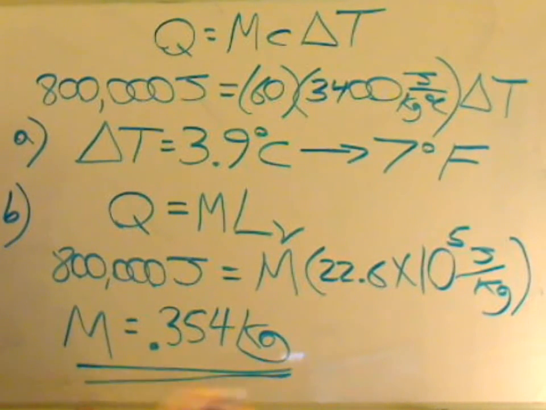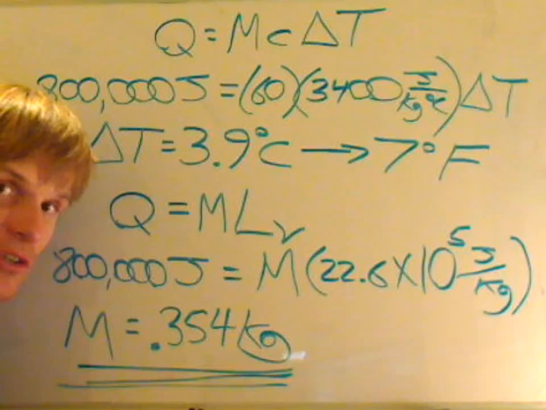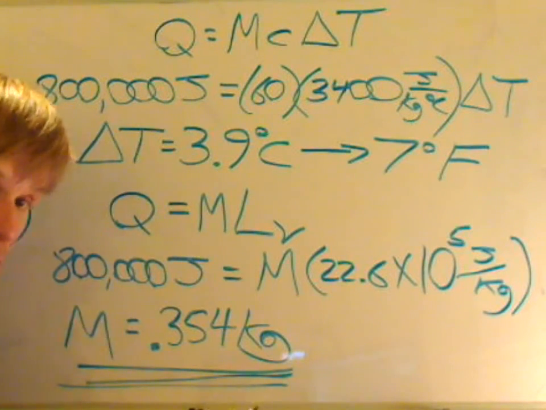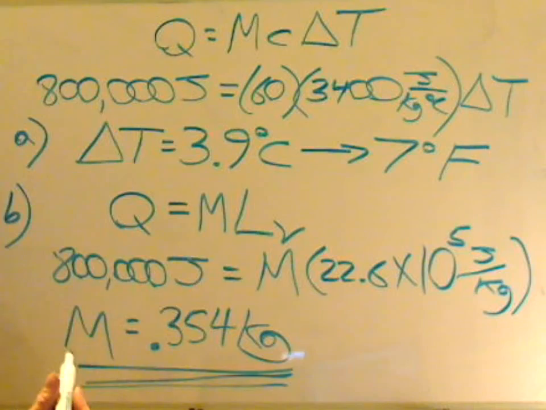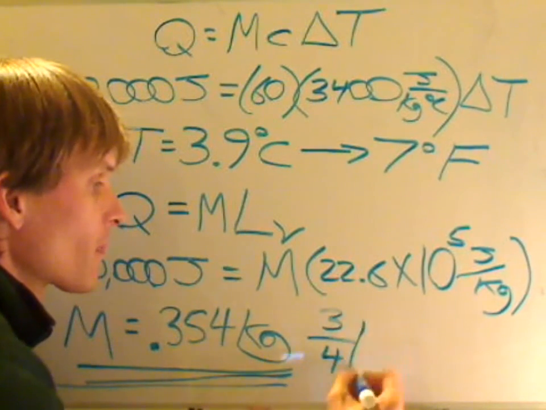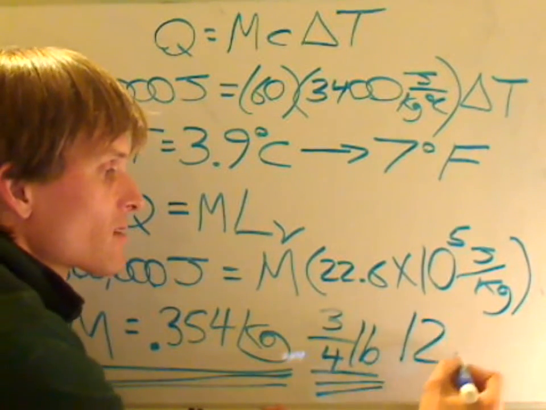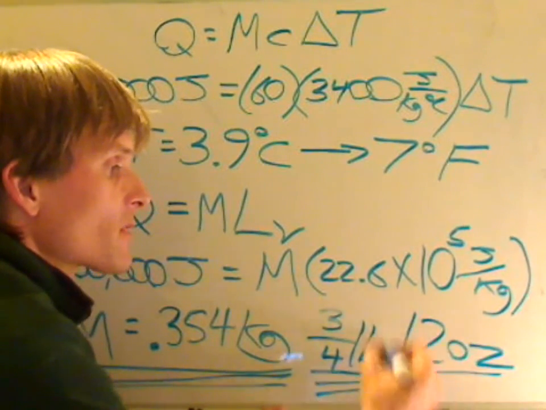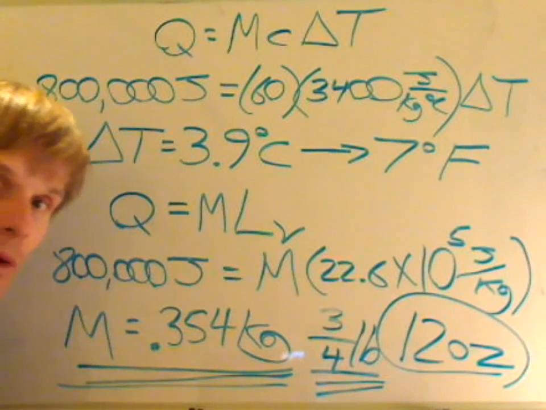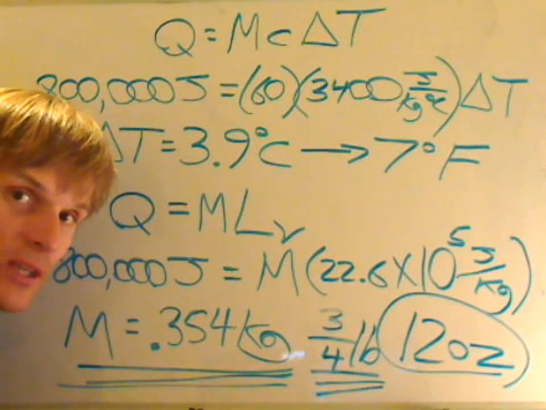Okay, so there's our answer. That's how much water or sweat needs to evaporate from this person's skin so that their temperature doesn't go up. Now how much is 0.354 kilograms? That's about 3/4 of a pound. So that's not that much water at all, really. That's about 12 ounces. Basically like a 12-ounce can of water that would evaporate from your skin during this workout.